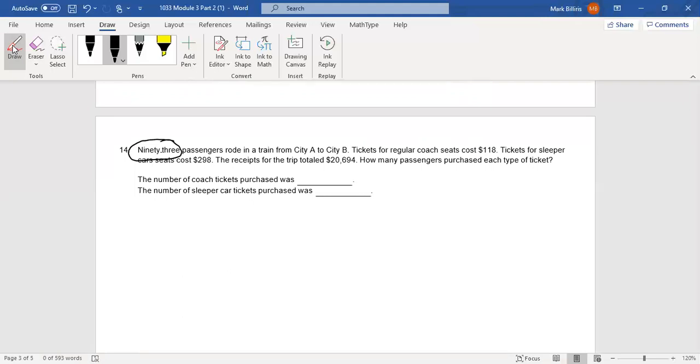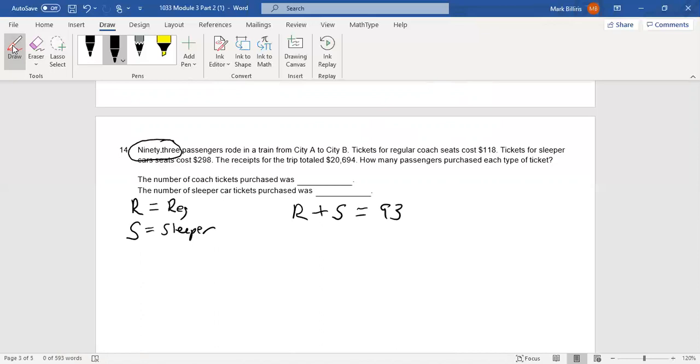So we have two variables. R is going to be regular coach, and S is going to be your sleeper. Okay, it's the number of passengers. Here we have 93 passengers total. So the number that were in regular coach plus the number of passengers that were in the sleeper equals our total number of passengers, which is 93.